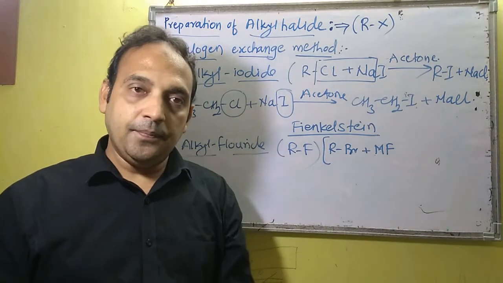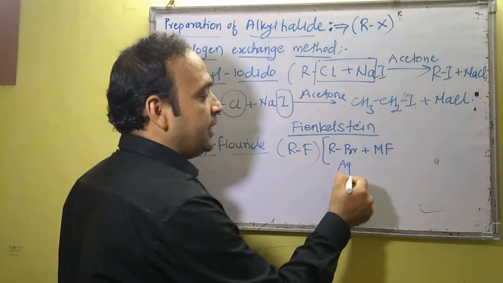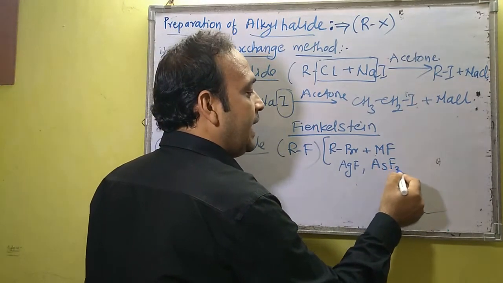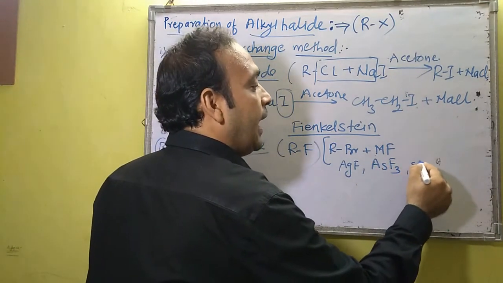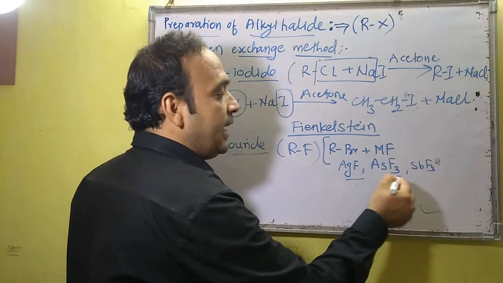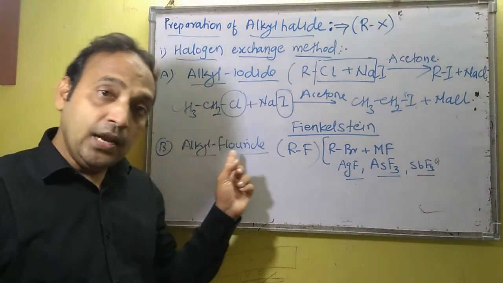Use any metal. Suppose I am using here silver fluoride, that is AgF. Arsenic trifluoride, that is AsF3. Antimony trifluoride, that is your SbF3. So any metal fluoride can be used to prepare alkyl fluoride.